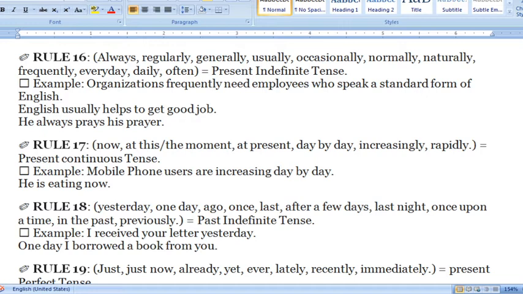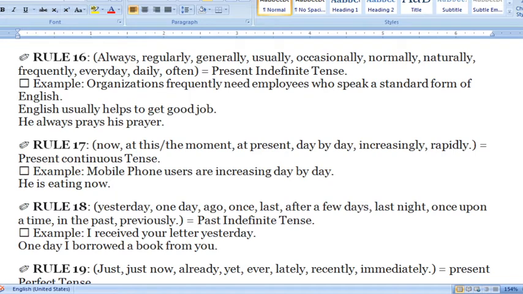Rule 18 says if you find yesterday, one day ago, long ago, last night, last month, previously, this much in any sentence, then past indefinite structure will be followed there. So for example, I received your letter yesterday. As soon as we found the word yesterday, received here is v2, means past form of the verb. One day I borrowed a book from you. So we found another phrase here, one day. So as soon as we found it, we have to take past form of the verb, borrowed.